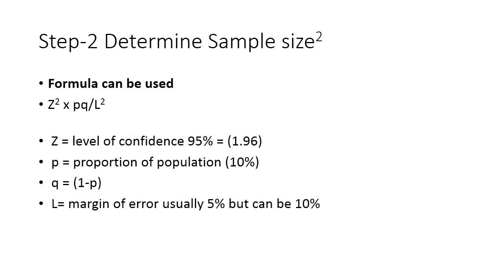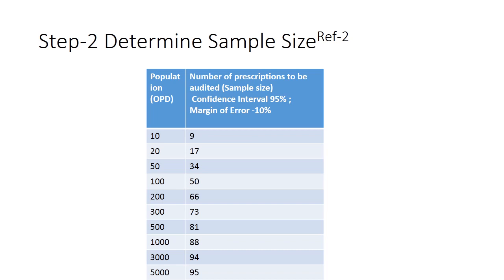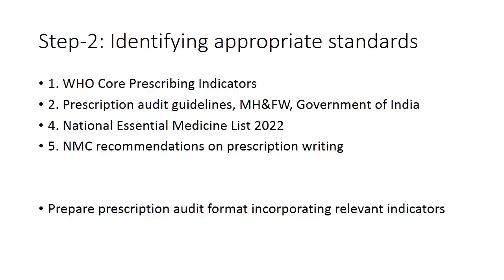Step 2 is to determine sample size. A formula can be used, very simple: Z square PQ upon L square. Now, a sample size reckoner is also available, and you can see that approximately 95 prescriptions will be adequate with a margin of error of 10% and confidence interval of 95%. Therefore, generally WHO recommends collection of 600 prescriptions for complete prescription analysis.